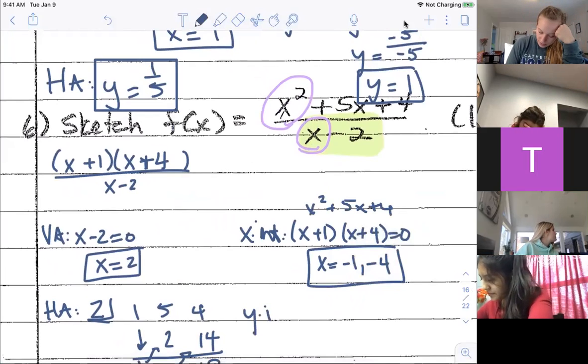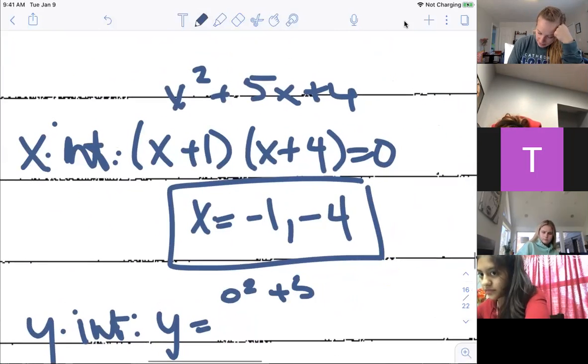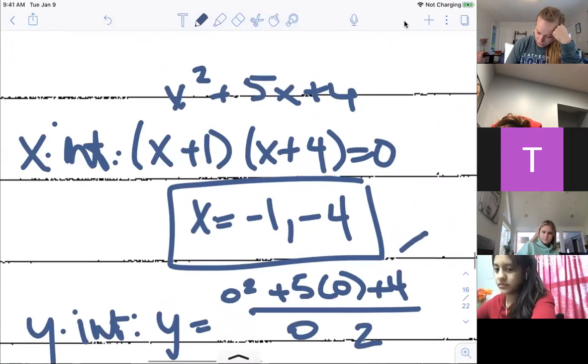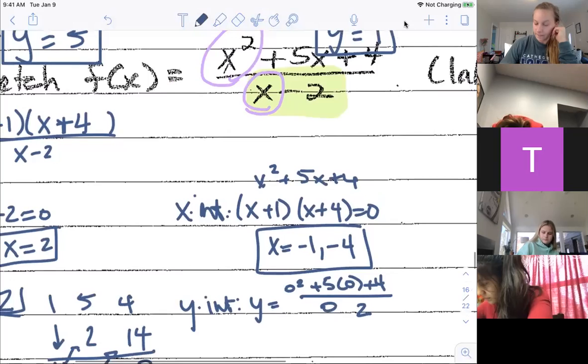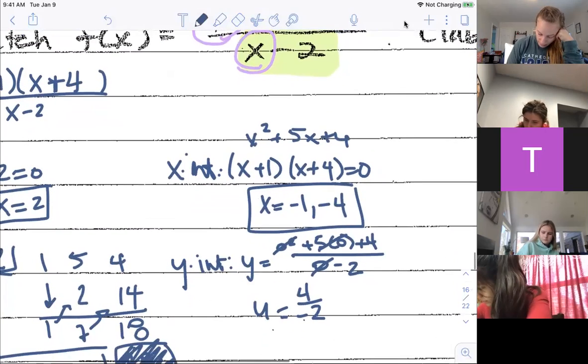For the y-intercept, you plug 0 in for all my x's, so y equals 0 squared plus 5 times 0 plus 4 over 0 minus 2. Well, 0 squared is 0, 5 times 0 is 0. So I'm left with y equals 4 over -2, which we know is -2.